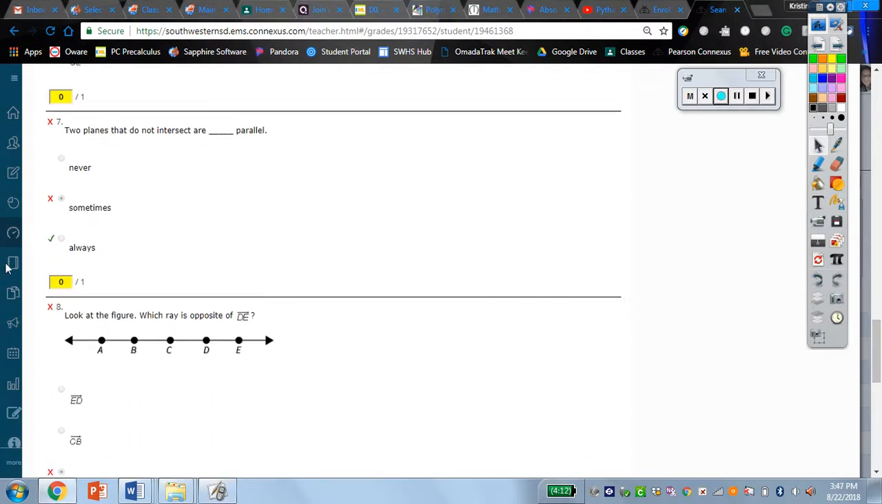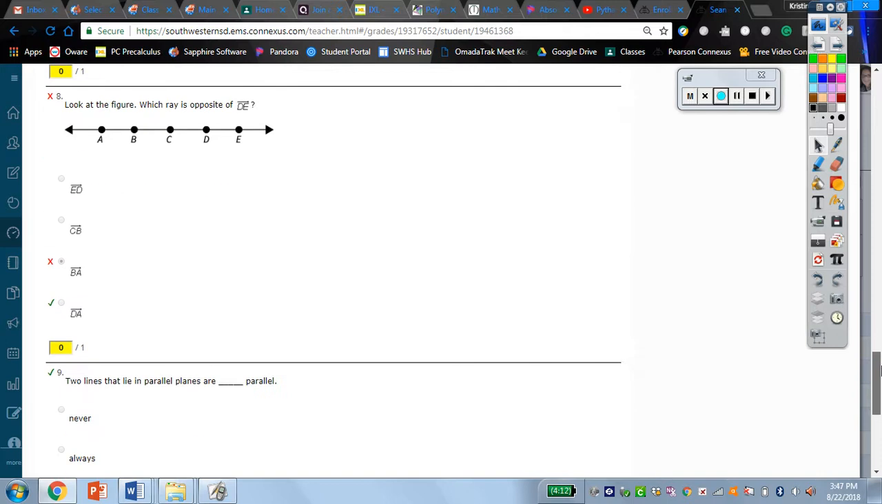The next question, two planes that do not intersect are always parallel. If they don't intersect, that is the definition of parallel. So they are always parallel.